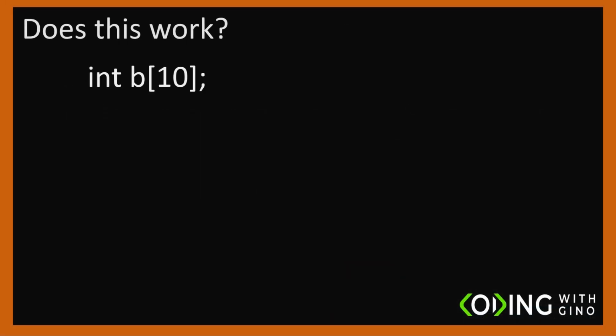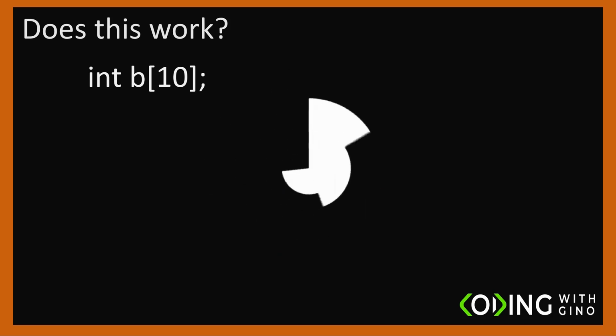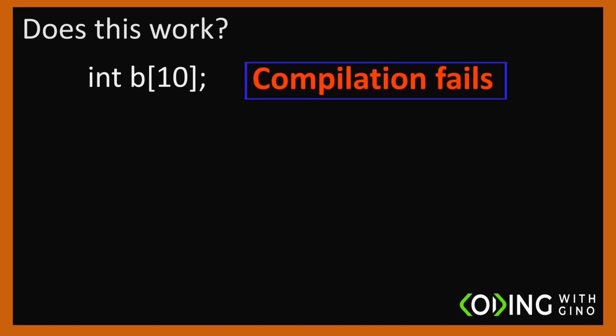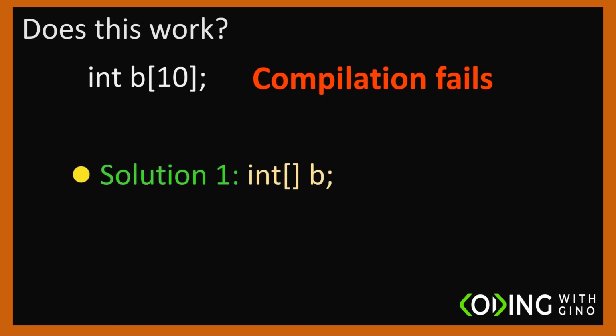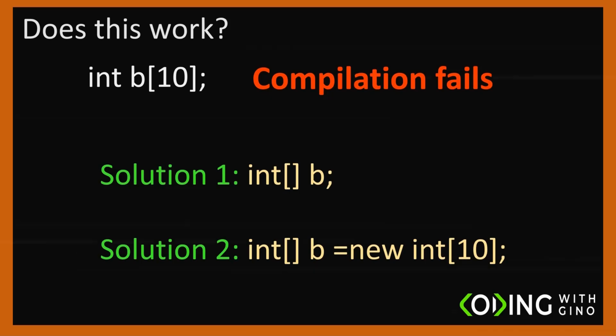Does this statement compile? This is an example of an array declaration statement, right? We cannot specify size when declaring an array, so compilation fails. To declare an array, we write this. Or, if you want to create an array that can hold 10 integers, we do that like this.